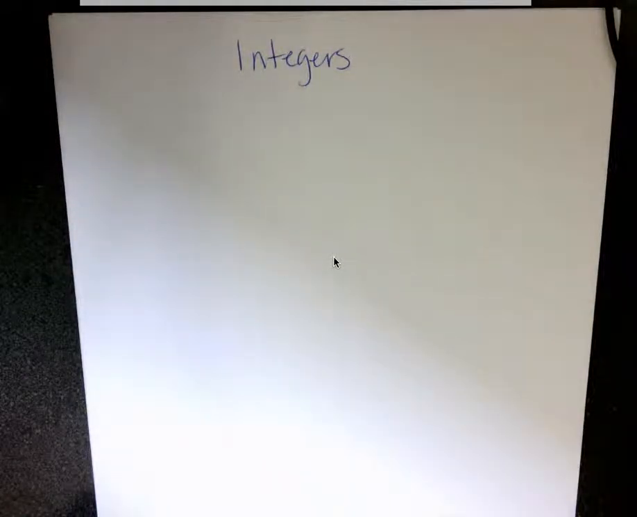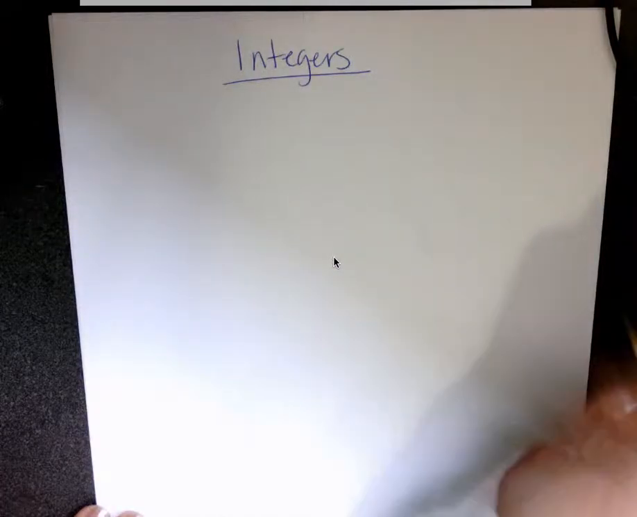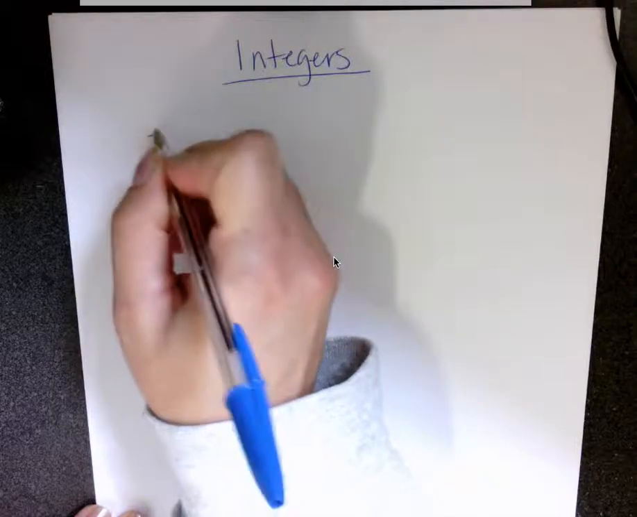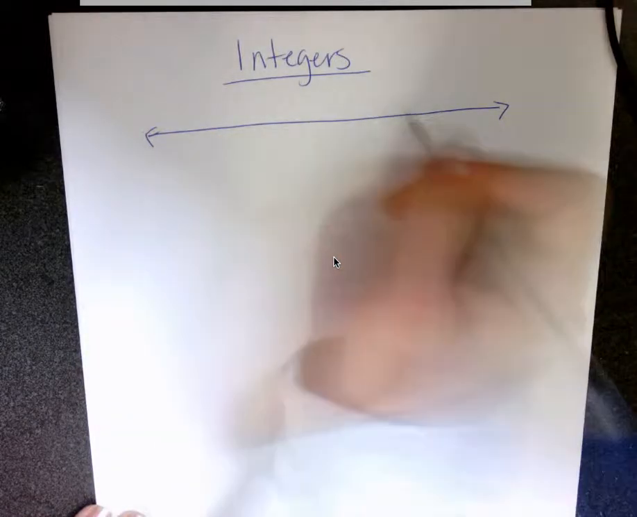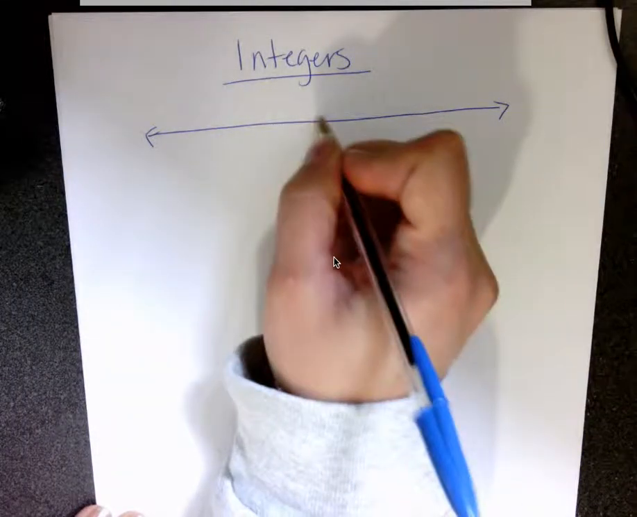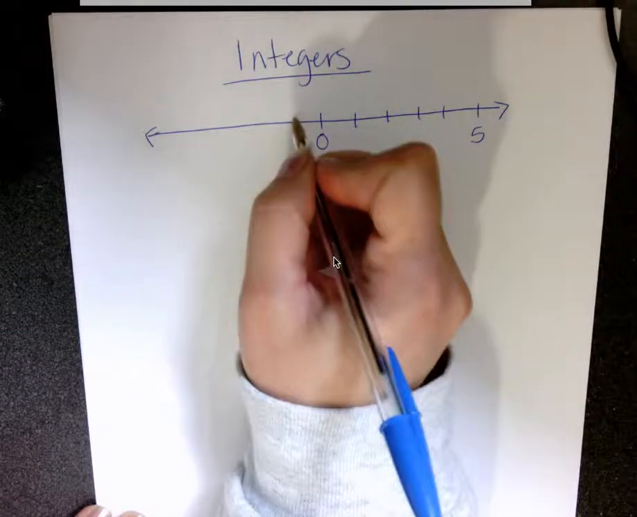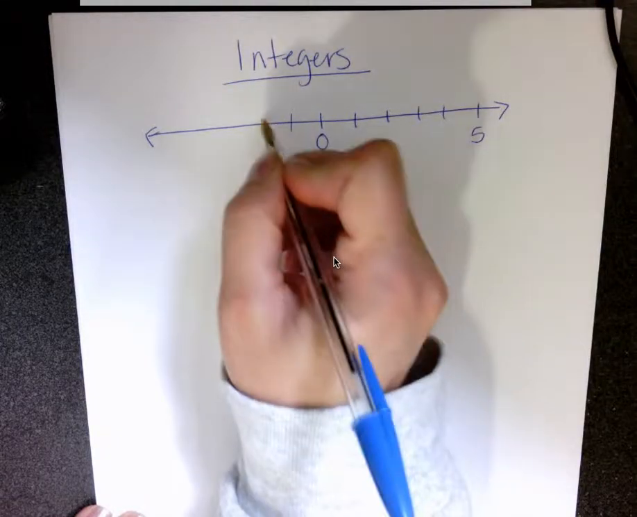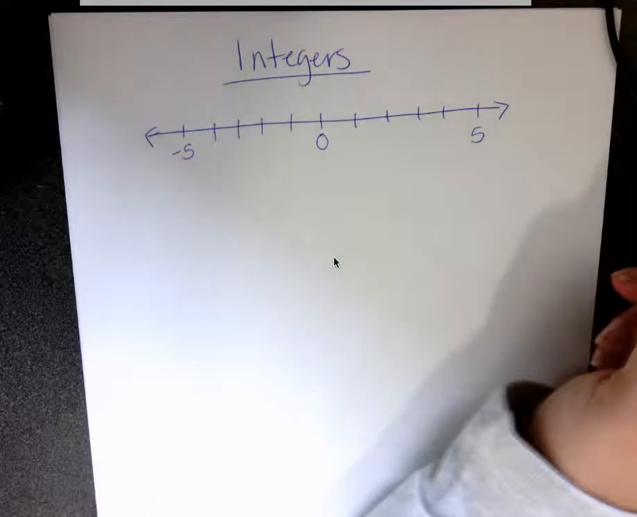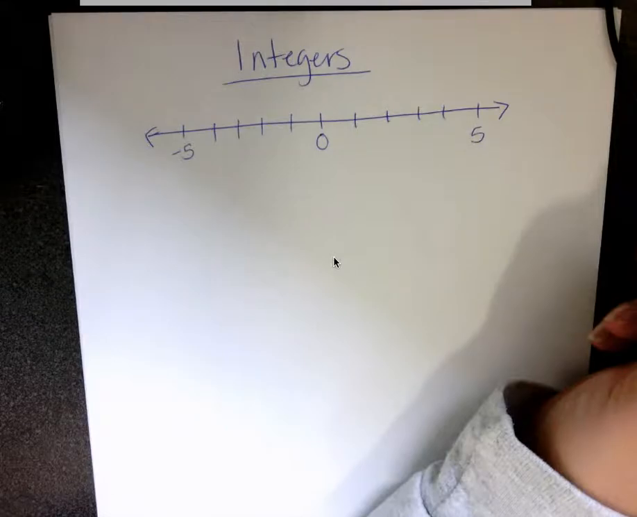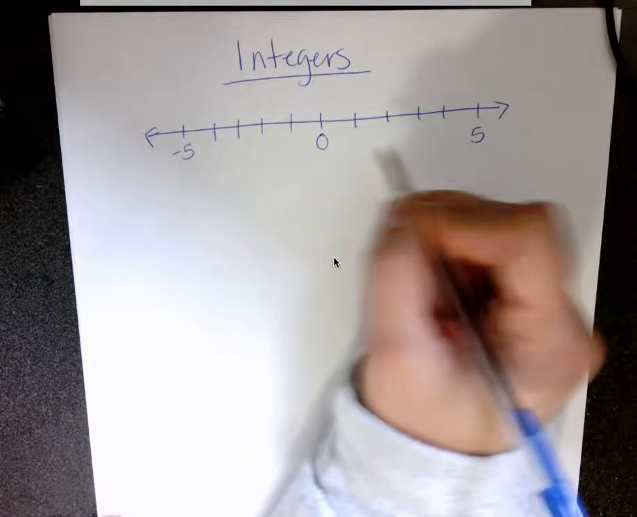All right, so integers is our topic today. Integers are all of our numbers on the number line, all of the negative numbers and all of the positive numbers. So if we had a number line, it goes on forever in both directions, right? We got 0, 1, 2, 3, 4, 5, and all of the other numbers that are negative. -1, -2, -3, -4, -5. Okay, and it continues forever and ever. So essentially an integer is any of the numbers that fall on this number line, positive or negative.